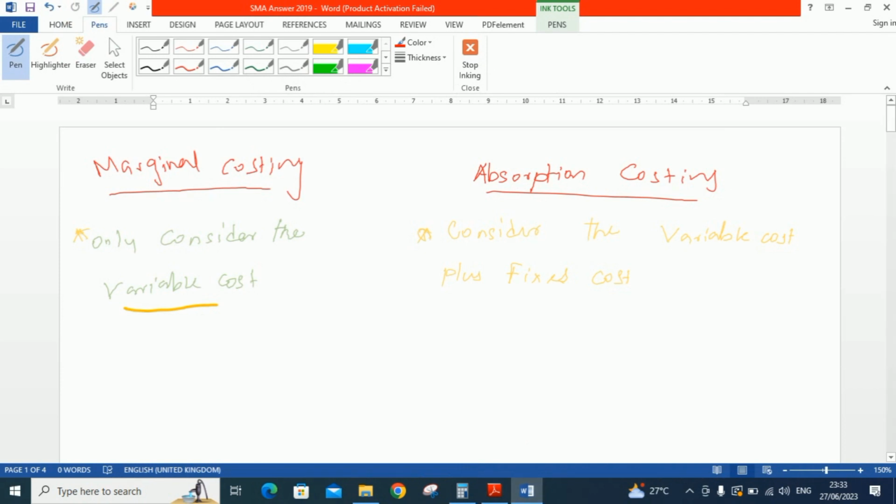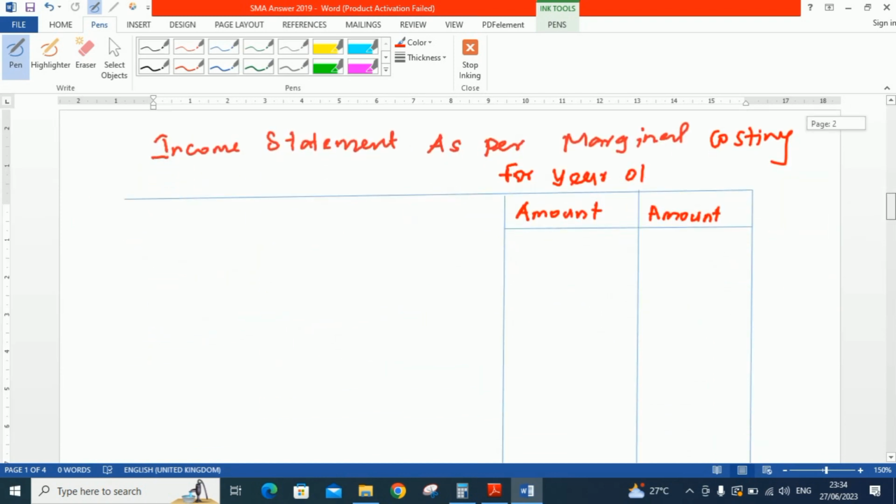Before doing the income statement, we need to know the difference between the marginal costing method and the absorption costing method. When we prepare the marginal costing income statement, we should consider only the variable cost for production cost. And when we prepare the absorption costing income statement, we should consider the full cost, that means variable cost plus fixed cost. So let's calculate. For year 1, we start with the sales.